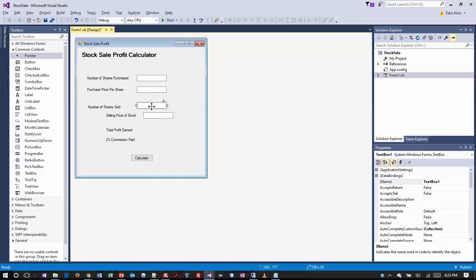And then the new text box, I'm going to name accordingly. It'll be txt num of shares sold.